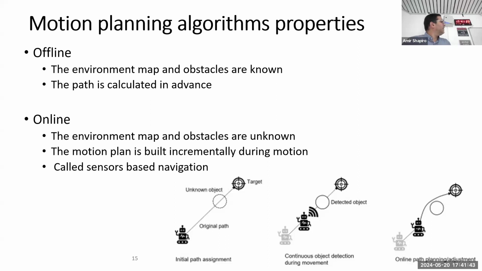So you can see at the bottom, a robot is moving. It doesn't know that there is an obstacle. This is an online motion problem. It doesn't know that there is an obstacle, but when it finds the obstacle using its sensors, then it replans the path in order to avoid the obstacle and go around it and reach the target.